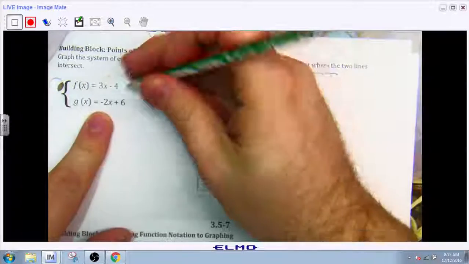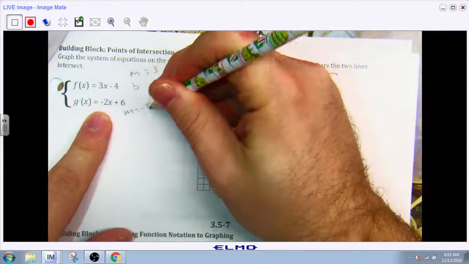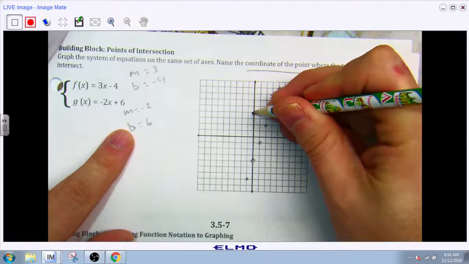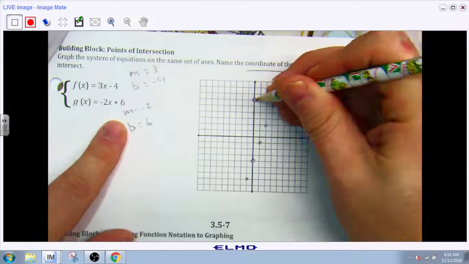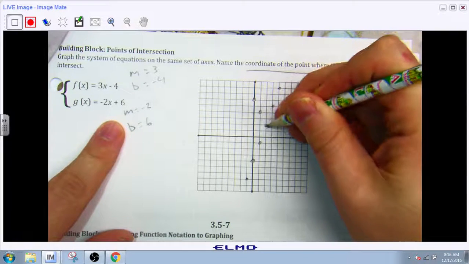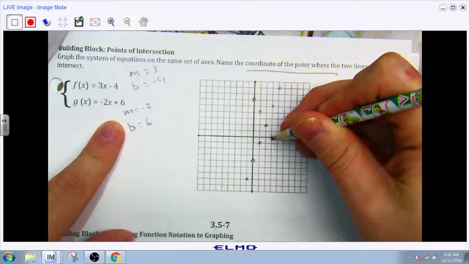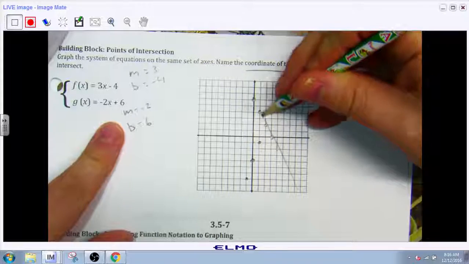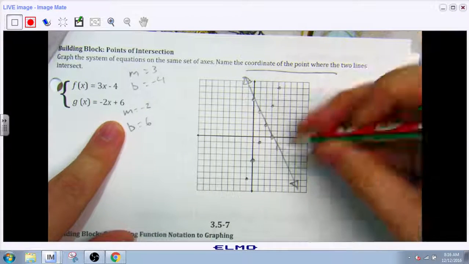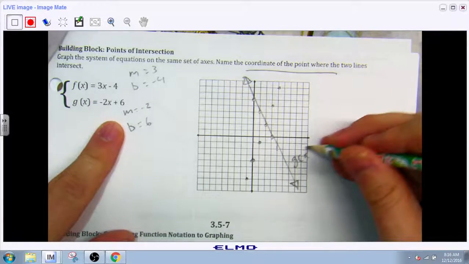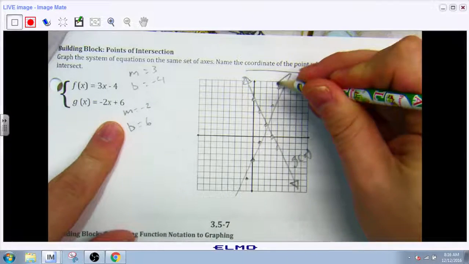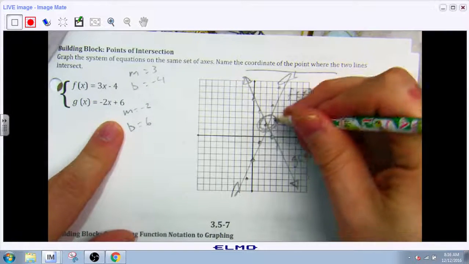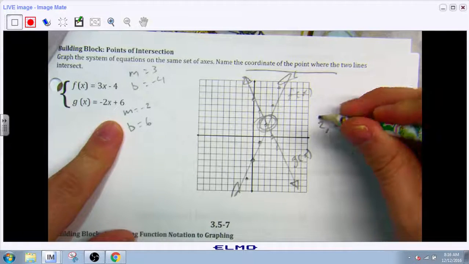And so here's g of x. I see that my m is negative 2. I see that my b is 6. So I go up to 6. 1, 2, 3, 4, 5, 6. And I go down 2 over 1, down 2 over 1, found it. I don't really need to keep going because I found the point of intersection. So this is the g of x line. This is the f of x line. And I see that they cross right here, which is the point 2, comma 2.